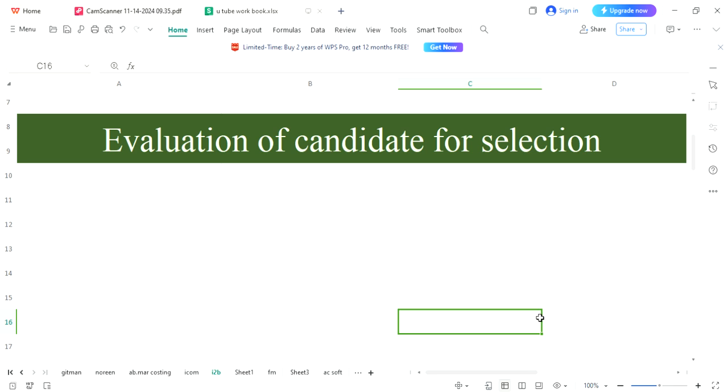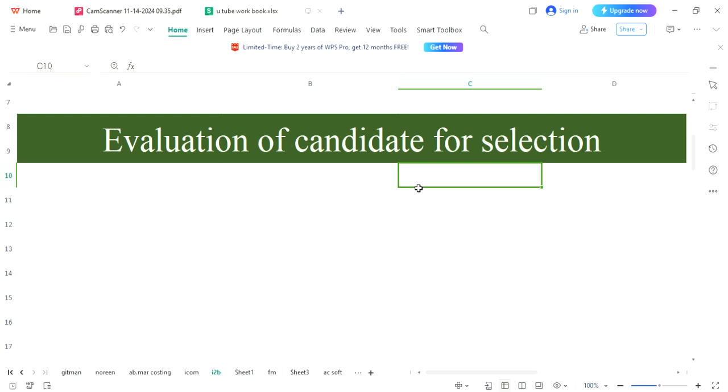Today's target is to understand how to evaluate a candidate for selection in any business. To understand this phenomenon, this process, I am requesting you to make your mind that you are a businessman or a business person. Only then you will be able to understand the need and the process of selection. So I am very hopeful that you have made your mind. You are a businessman or a business person.